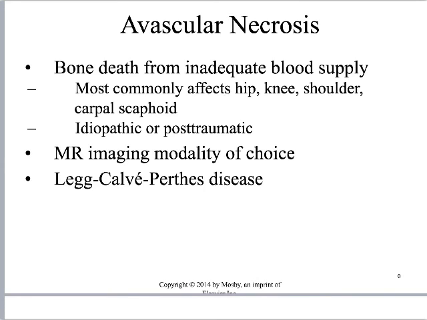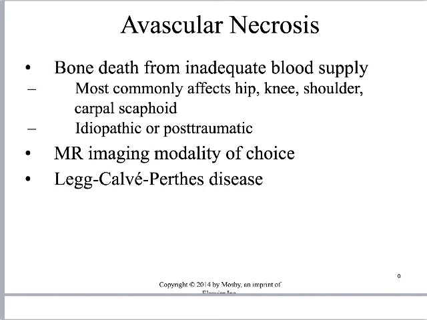So this can be idiopathic, which means it's related to other diseases that the patient has, or it can be post-traumatic, that there was rupture to the blood vessels and it was never really restored. The non-union case we looked at earlier for the knee, you'll remember, it was an MRI image. And Legg-Calvé-Perthes disease is a common form of avascular necrosis that affects the femoral head.